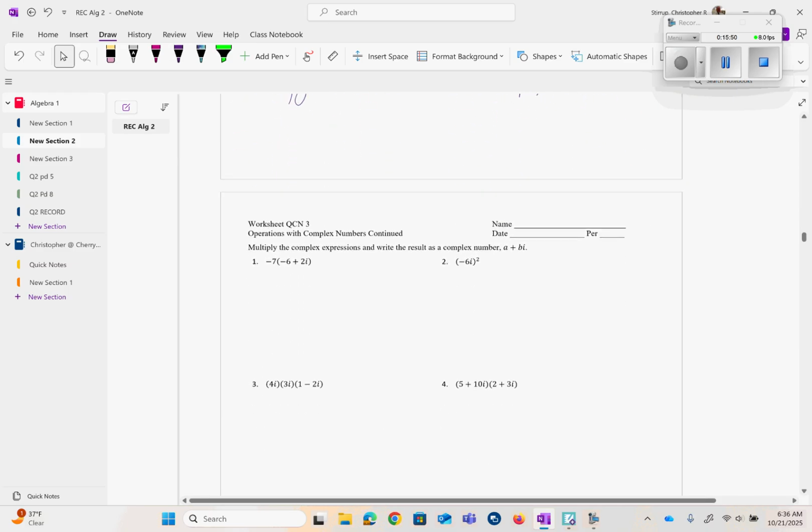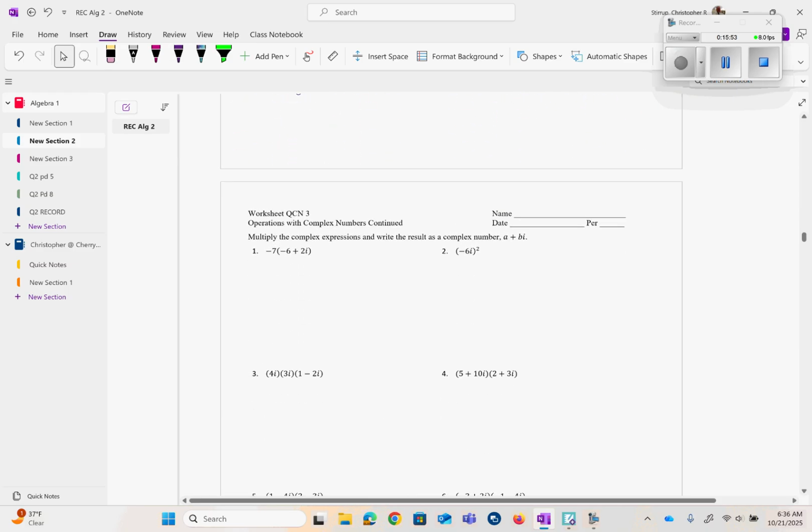All right, there's the worksheet that goes along with that homework. So if you just copy this down, that doesn't mean you know it. Use this as a guide.